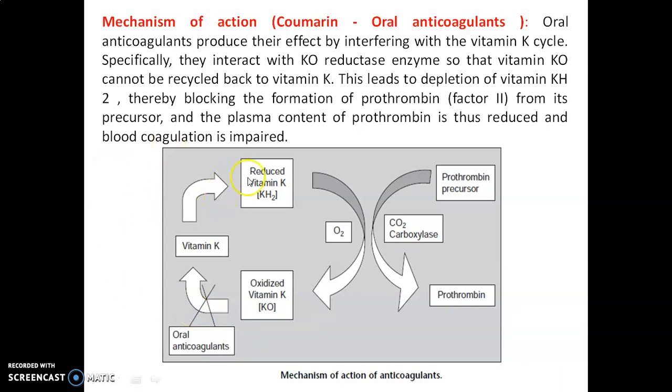This is the vitamin K, reduced form is the vitamin K. So first of all we require oxidized vitamin K which has to be converted into the vitamin K with the help of enzyme KO reductase. And here our anticoagulant works. This leads to depletion of vitamin KH2, thereby blocking the formation of prothrombin, that is factor 2, from its precursor, and the plasma content of prothrombin is thus reduced and blood coagulation is impaired.